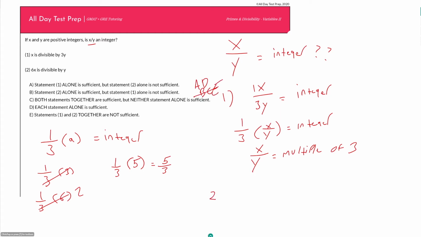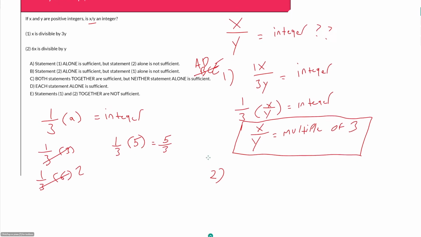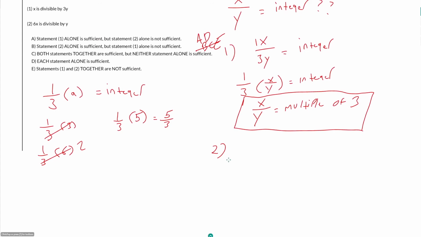This gets at talking about what could be true about a variable or a variable expression versus what must be true. Even though x over y cannot be any integer, and can only be multiples of 3, the only values it could be are integers, which is what makes statement 1 sufficient. Let's compare that to statement 2. This is where I think people are more likely to get tripped up.